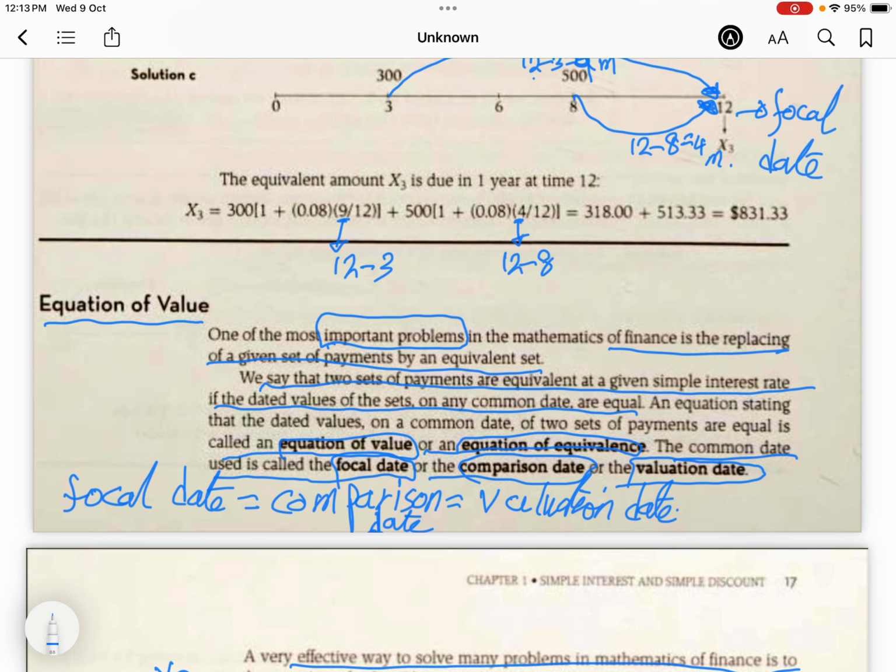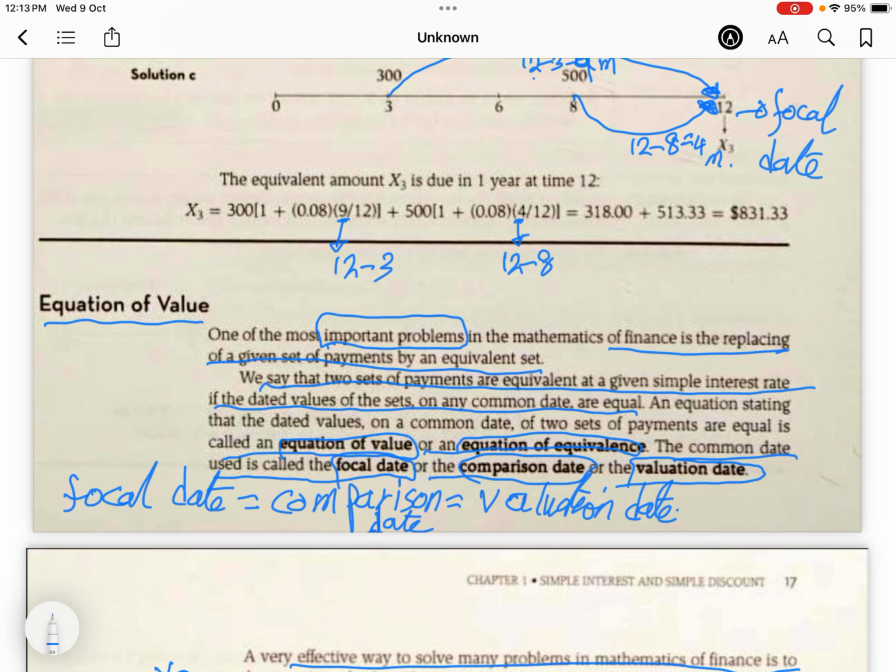The common date used is called the focal date, or comparison date, or valuation date. These are the same names for focal date: comparison date, focal date, valuation date.